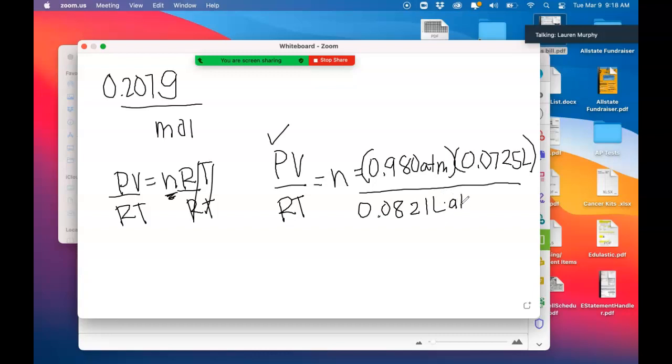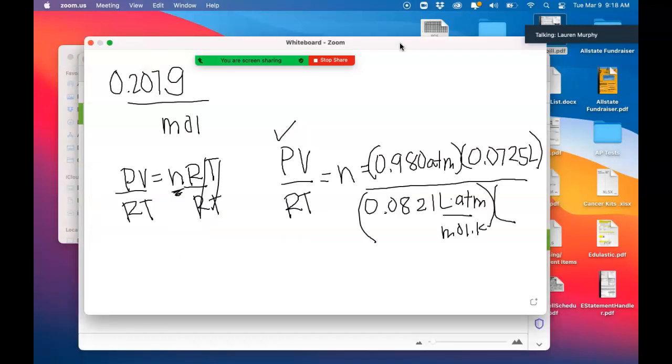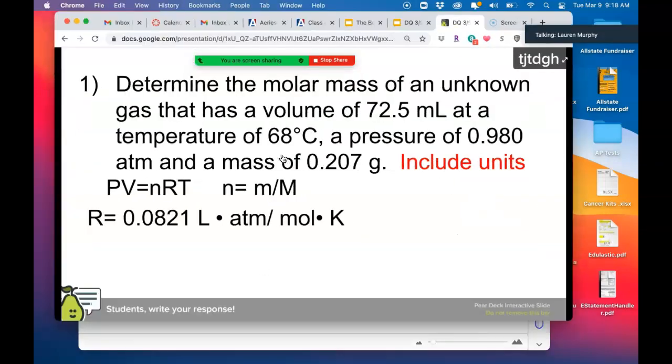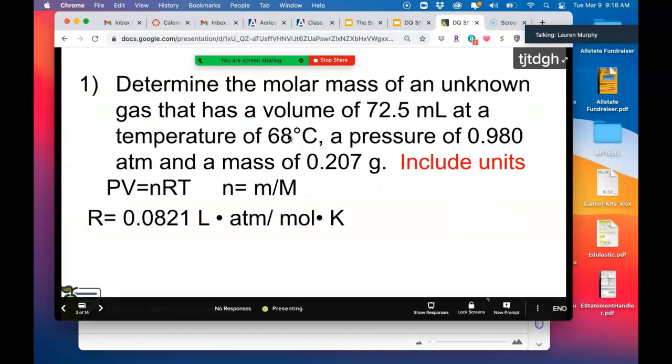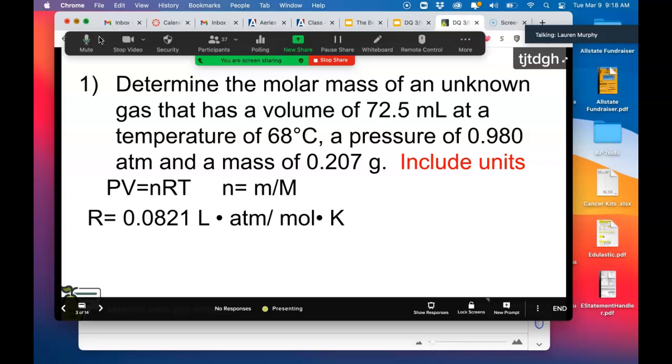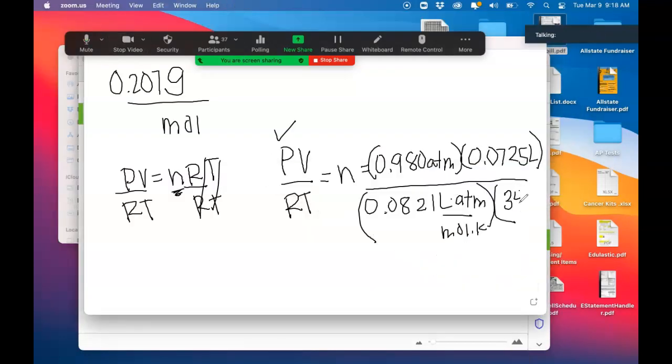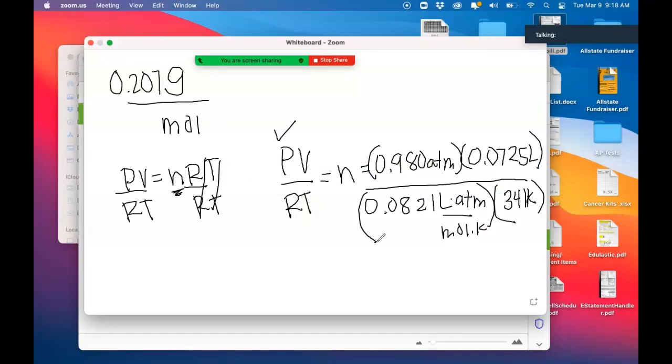And then I gave you the R constant, so you can just plug that in there. 0.0821 liter atmosphere over mole Kelvin. And the temperature in Kelvin. So I didn't give it to you in Kelvin, I gave it to you in Celsius. So to turn a number to Kelvin, you take the degrees Celsius and you add 273. So 68 plus 273 is 341 Kelvin. So let's look at the units. Atmospheres cancel, liter cancel, Kelvin cancel, and we're left with moles, which is what we were trying to find. That's what the missing piece of the molar mass was.